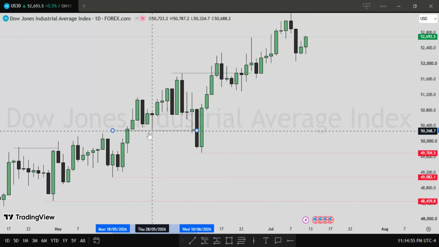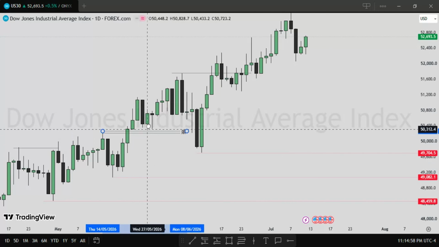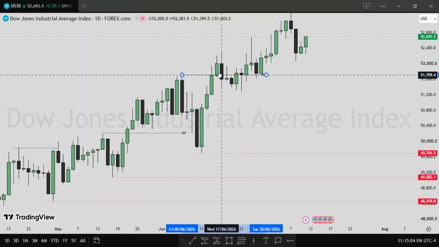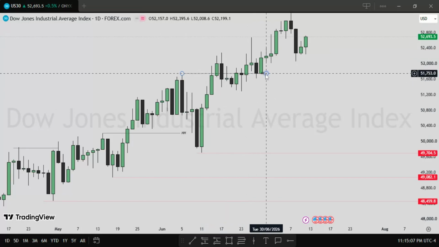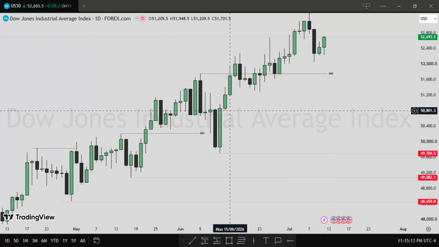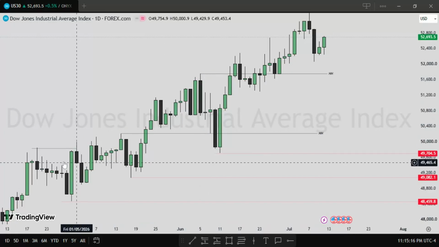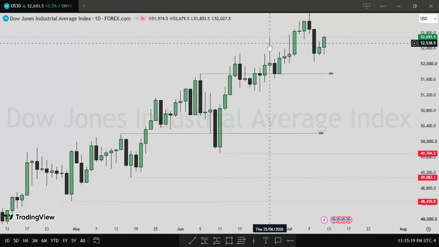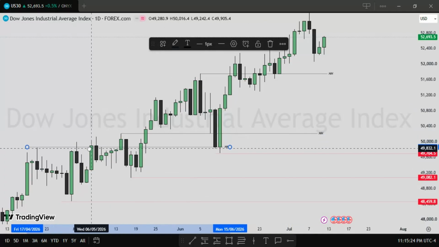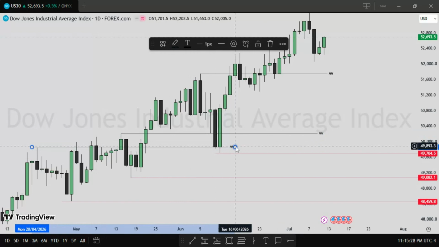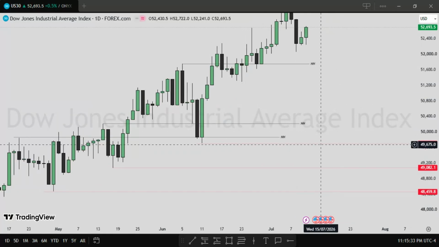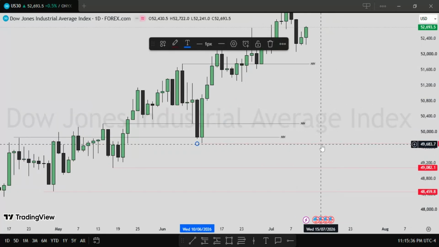Let me duplicate most of these to save our time. So we have the highs here, the highs, the highs. I think I'm going to duplicate this one also. So we have the highs, and then the higher lows.